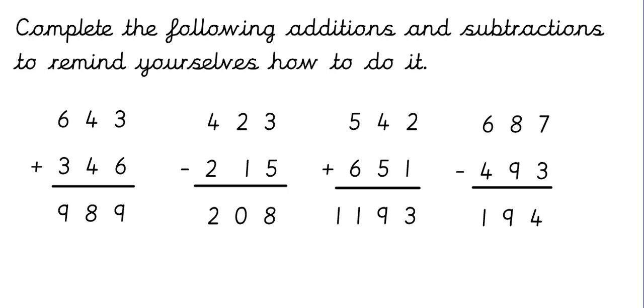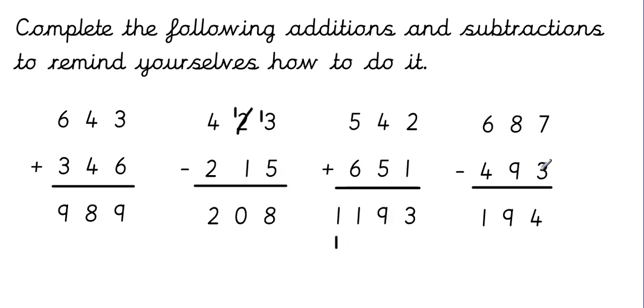Okay, so these are your answers. Well done if you got them correctly. So first of all, you've got 3 add 6, which is 9, 4 add 4, which is 8, and 6 add 3, which is 9. Then you've got 3 minus 5, which you can't do, so you would exchange, turn that 2 into a 1, and give 1 to your 3. So you've got 13 minus 5, which is 8, 1 minus 1, which is 0, and 4 minus 2, which is 2. Then you've got 2 add 1, which is 3, 4 add 5 is 9, and 5 add 6, which is 11. So that makes 1193.